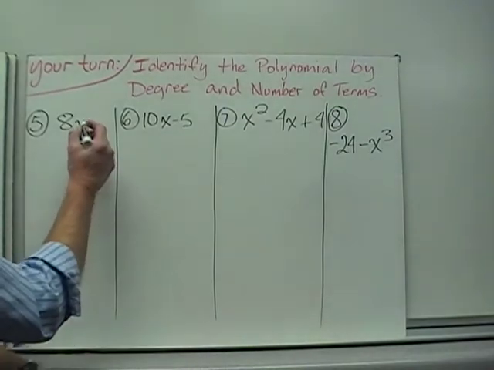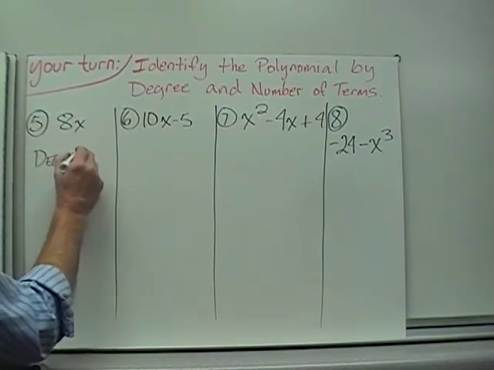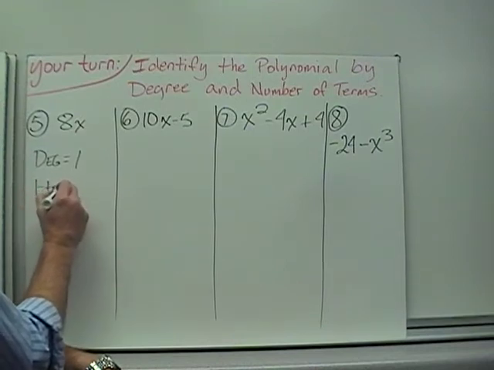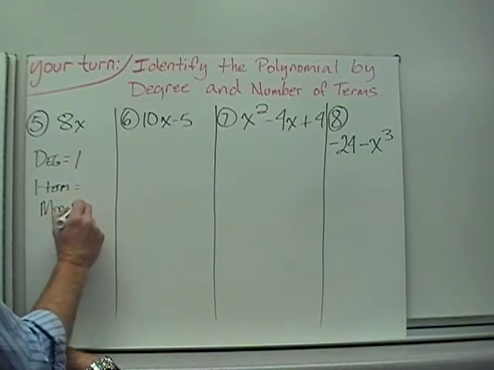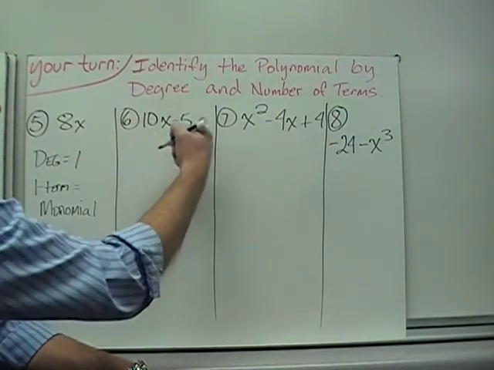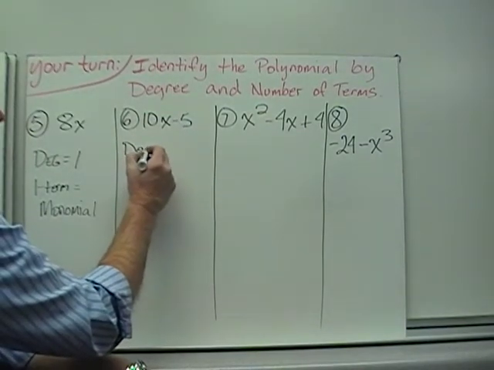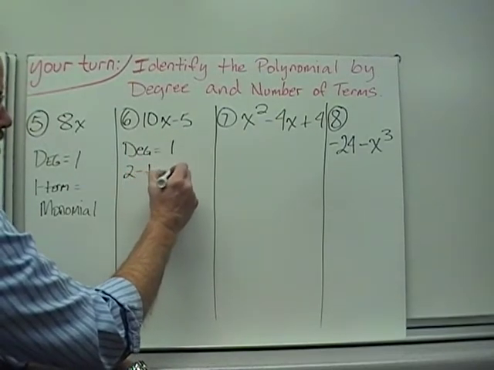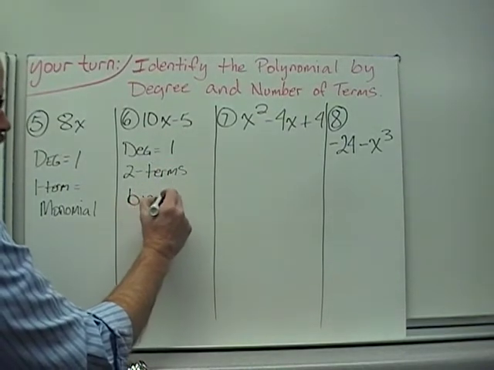Number 5, right here, I'm looking in this area, and I just know the degree equals 1. How many terms do I have? Just one term. One term equals monomial. Number 6, I look for the variable in this whole quantity. I only see 1 there, so the power is 1. I have 2 terms, 10x and negative 5. And so this qualifies as a binomial.